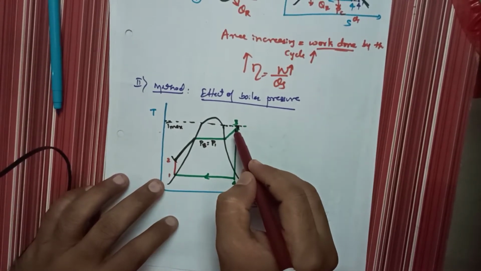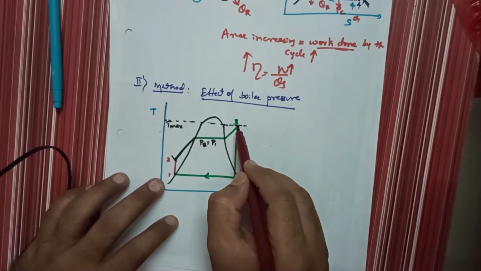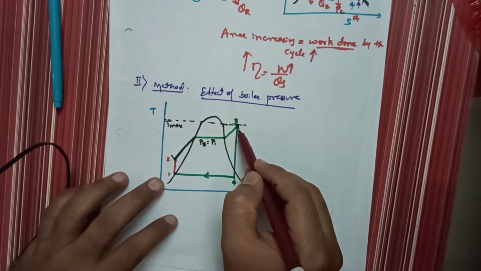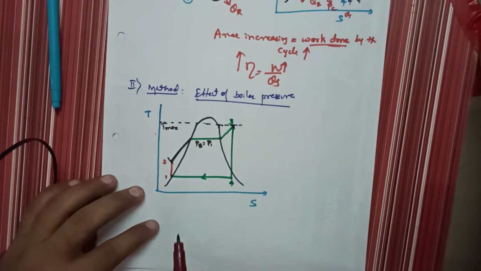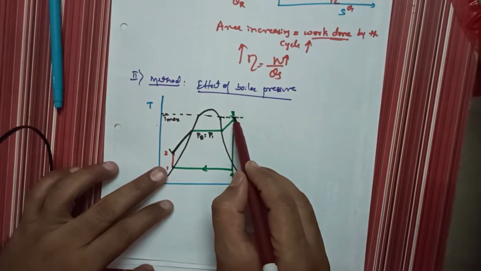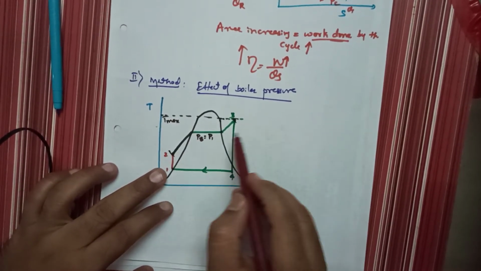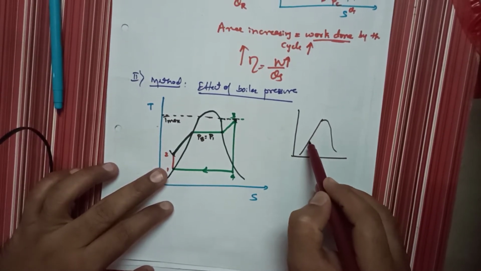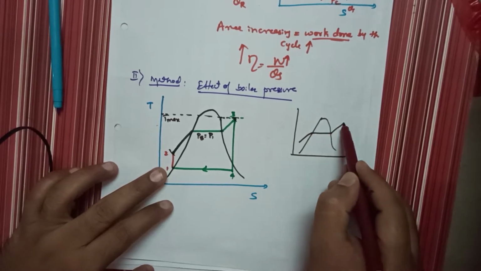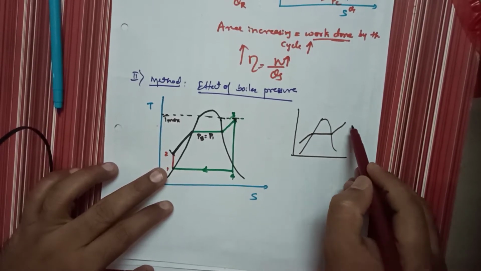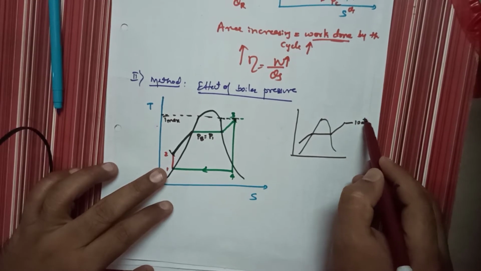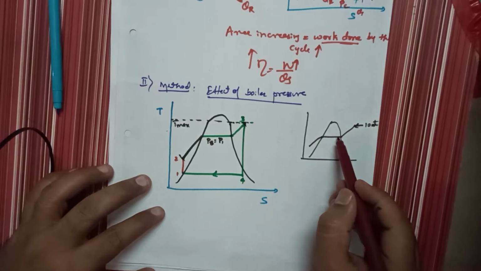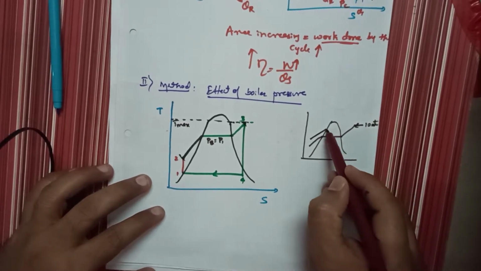If you increase the temperature of the steam above this line, the turbine blades will not sustain, there will be failure of the turbine blades. So this is the maximum temperature, please remember. Now I will change only this boiler pressure. For example, I will draw one more small diagram for understanding. Assume this is a boiler, at 10 atmospheric pressure. Now you increase the boiler pressure, for example to another boiler pressure.